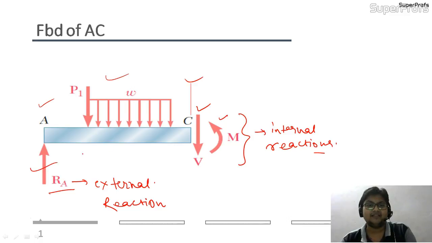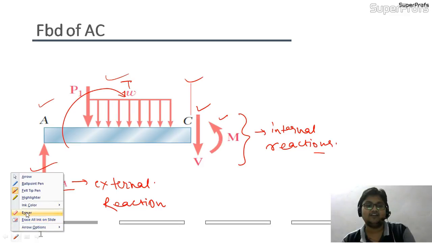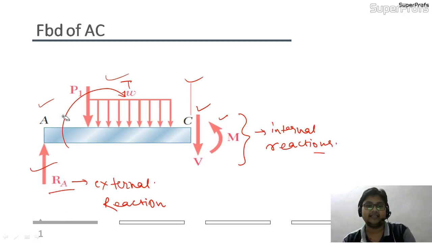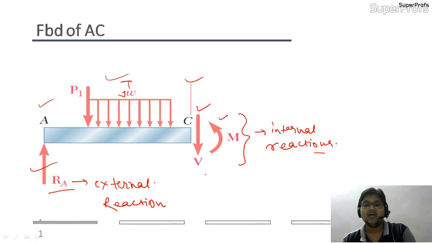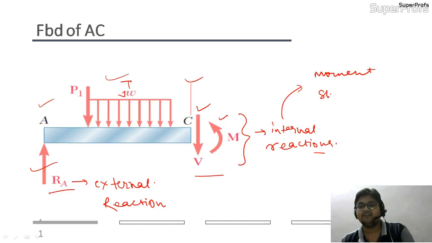If the beam would have been suffering a torsional moment, then the reaction would have developed in the beam. So I am deleting this for the sake of clarity. I am just erasing it out. So here, the only types of internal reactions that you are able to see are the moment and the shear force. So the internal reactions developed are moment and shear force.